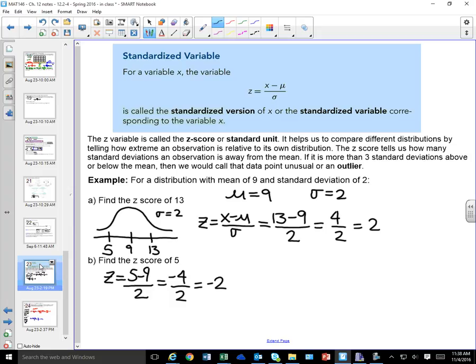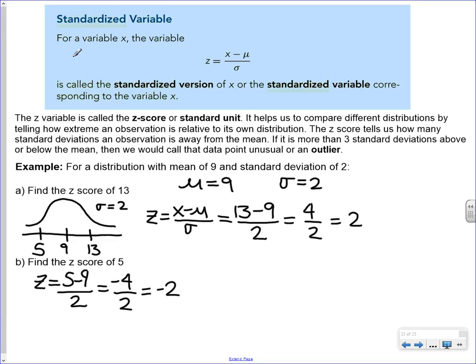Okay, so we're almost at the end of 12.4. The last concept here is also helping us to determine where our observation falls in the distribution, okay? And that is using the standardized variable, which is also called the Z-score. That's usually what I call it. What the Z-score tells us is how many standard deviations our observation is from the mean.